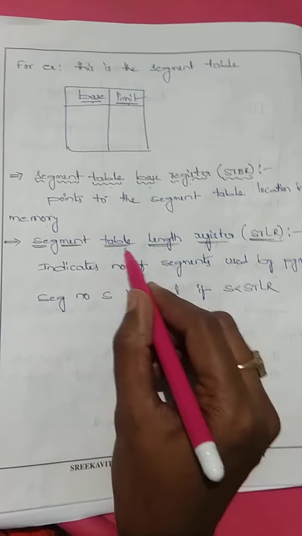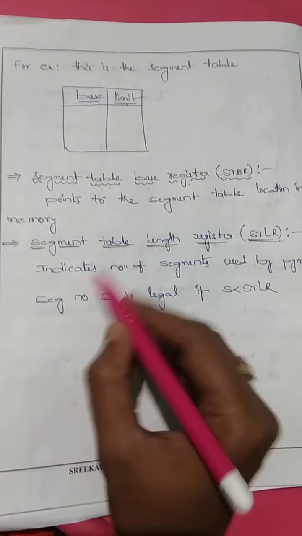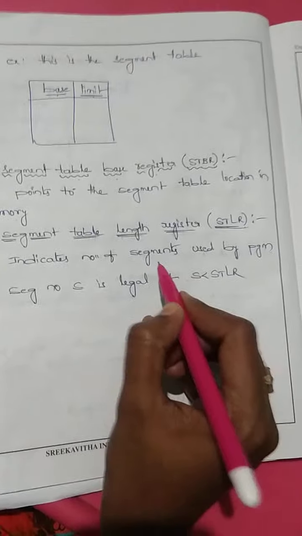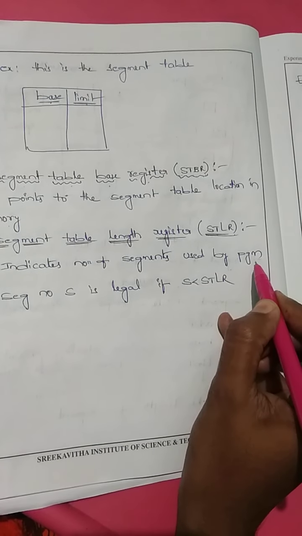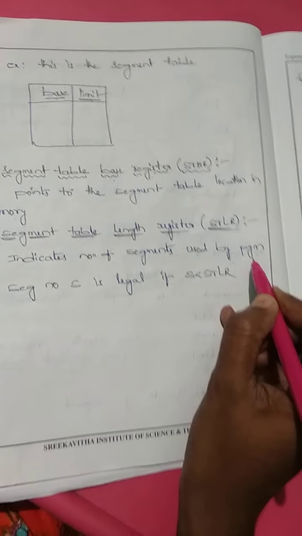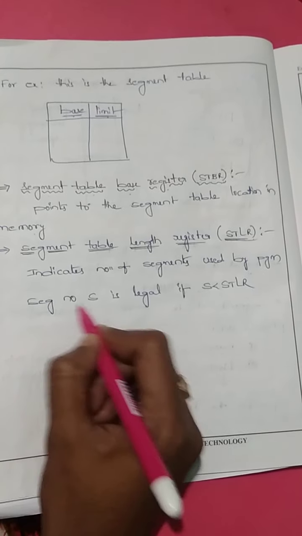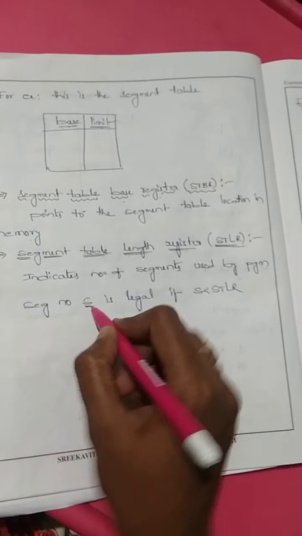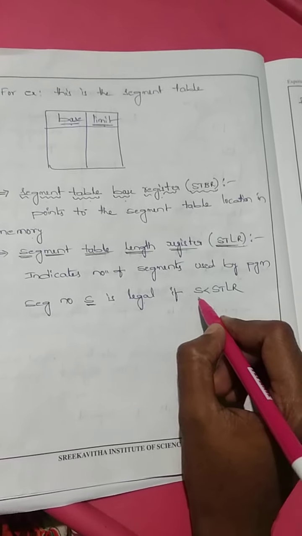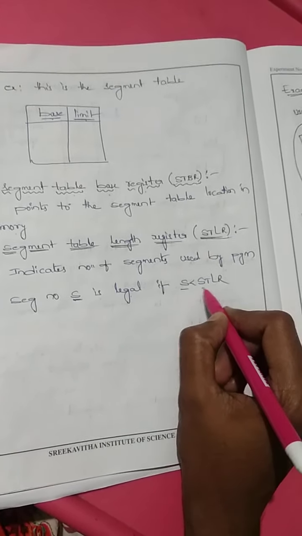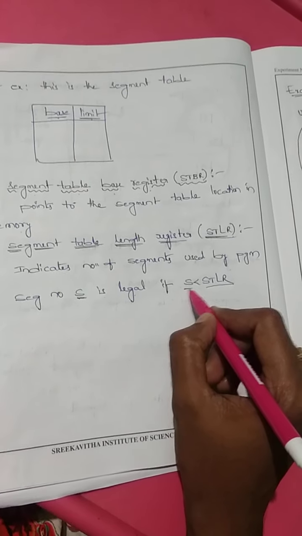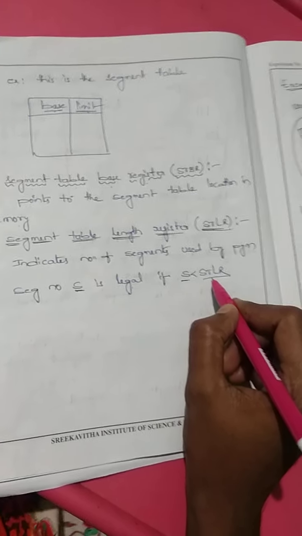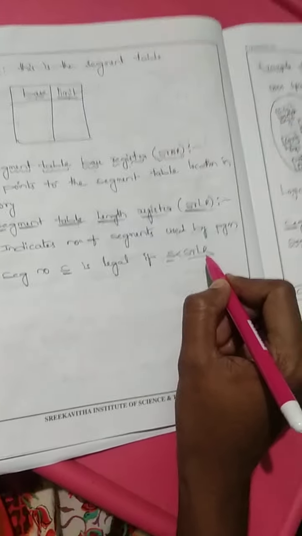Here, the segment table length register indicates the number of segments used by the program, meaning the length of the segments. So one condition is there: the segment number S is legal only if S is less than STLR, meaning the segment number is less than the length of the segment.